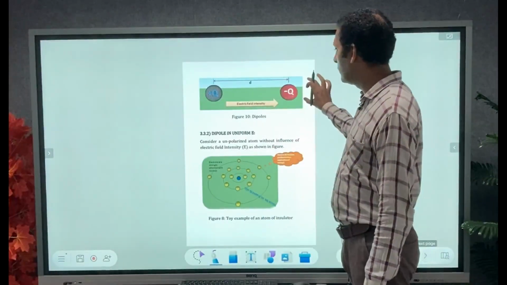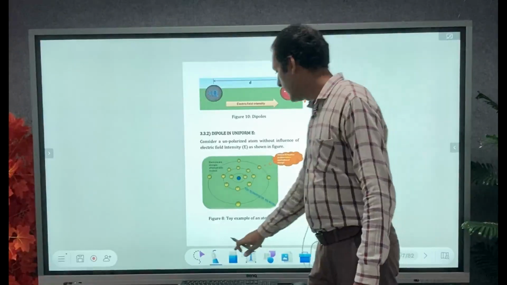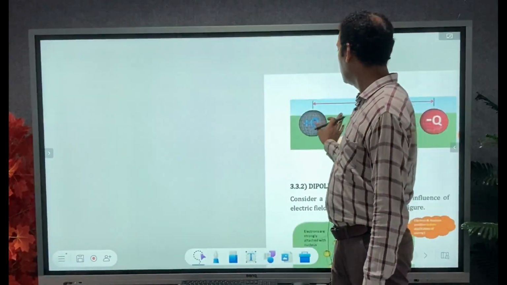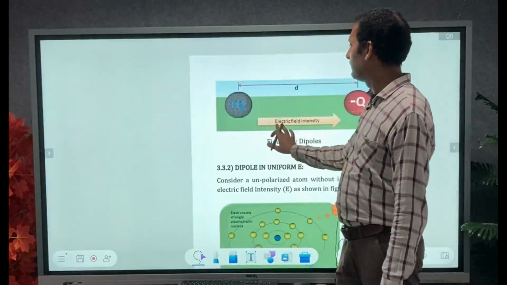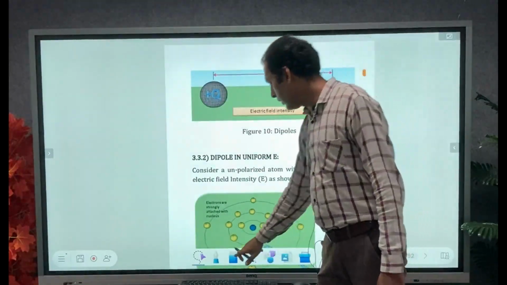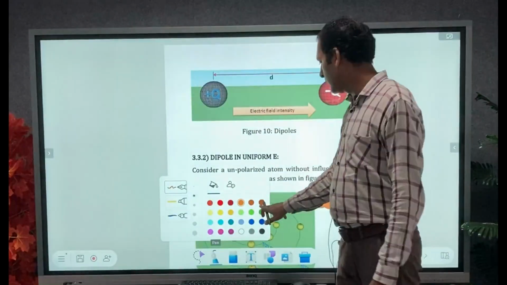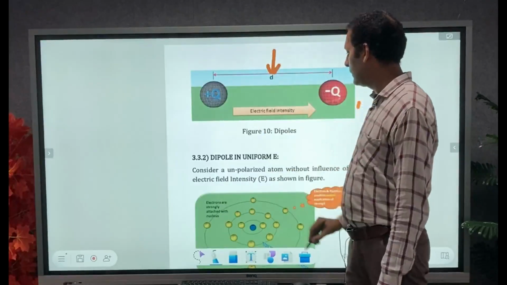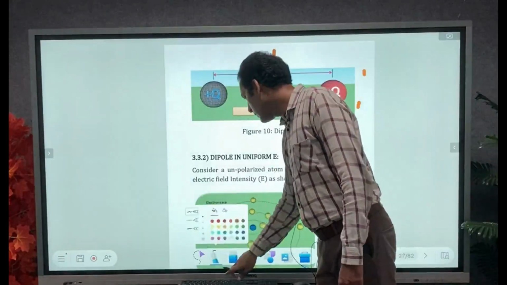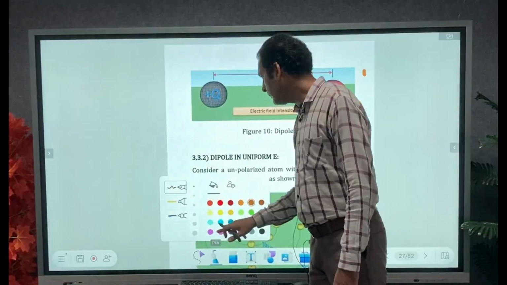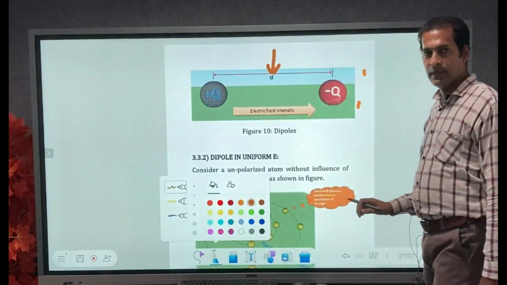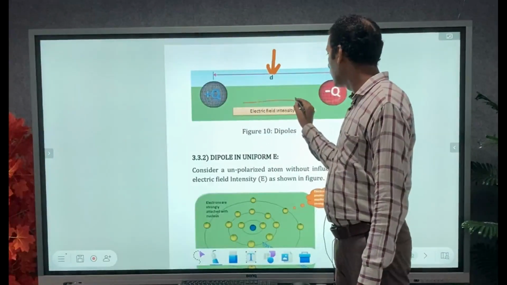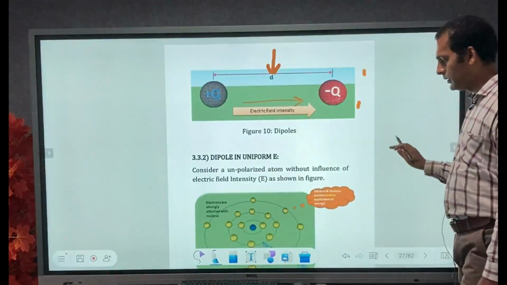One charge is, say, positive charge plus q, another charge, say, minus q. Here we have one positive charge, one negative charge, and there is some distance between them, say d. D is the distance between them. Now electric field intensity always moves from positive to negative. So this is the direction of electric field intensity.